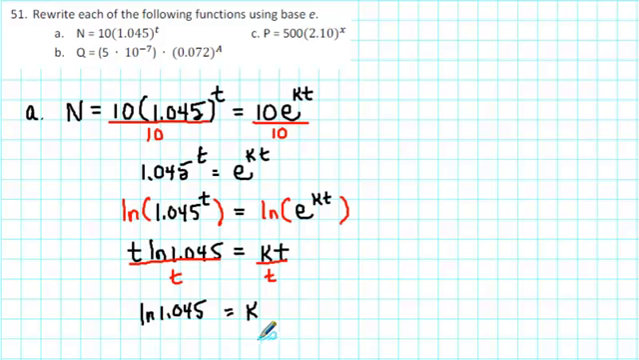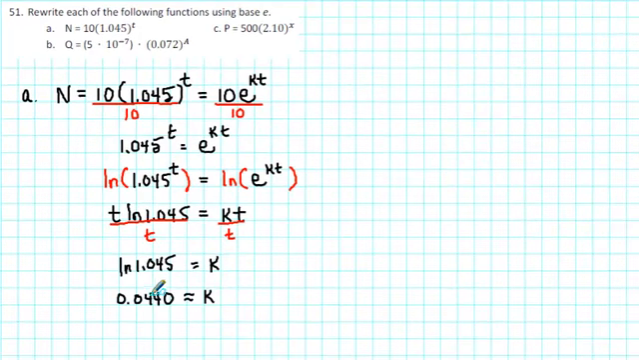The value is approximately 0.0440. So finally, our last step is to substitute this value for k into the expression that uses base e. So we'll have 10 times e to the 0.0440t as our function.